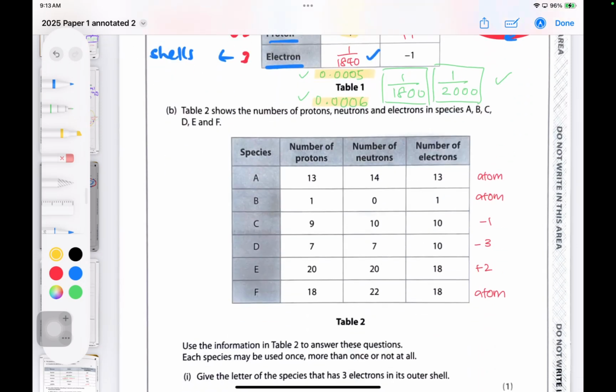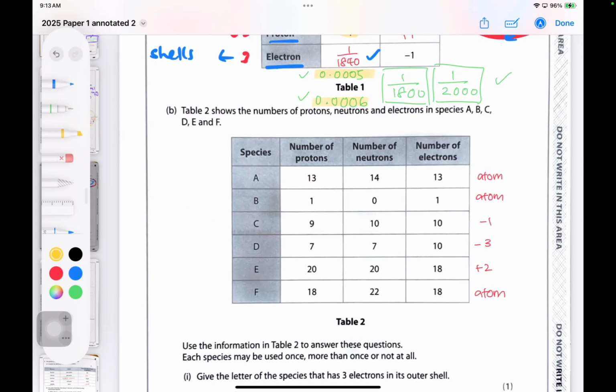For B, we are given lots of information here. When you are dealing with information like this, you can do something for yourself. So we have got species A to F. You don't need to go to the periodic table and try to identify, oh, proton 13, it will be aluminium. Don't assume that. That's the big no-no that you should not do.